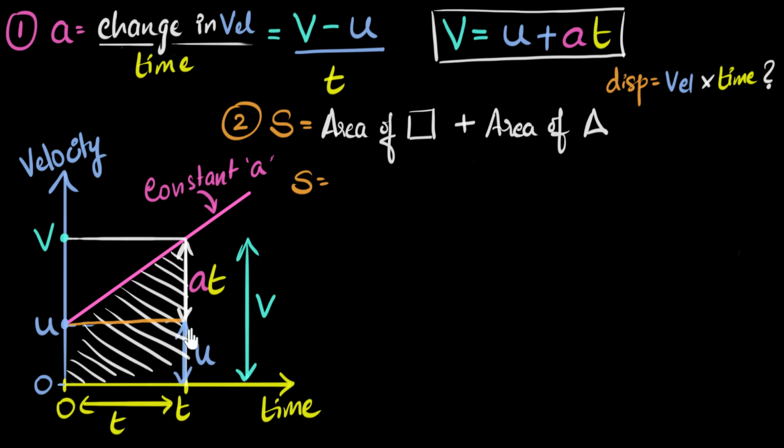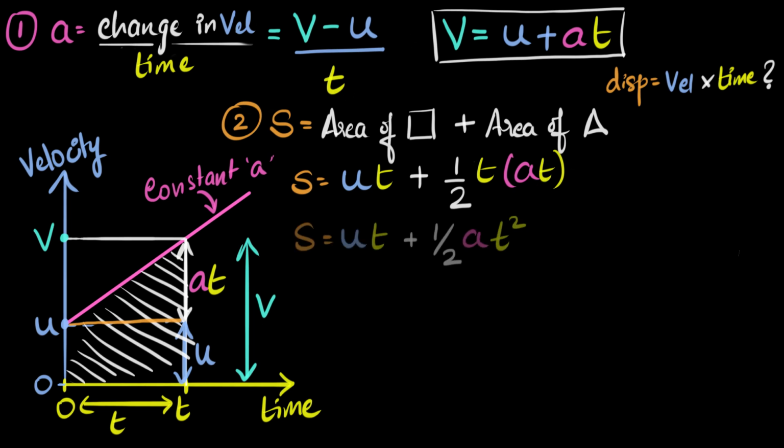All right, so the area of this rectangle is going to be length into breadth, which is U into T. So that's going to be UT, plus, what's the area of a triangle? Well, that's half times base into height. So half into base, which is T, into height of this triangle, which is AT. So that's going to be half A into T, and this gives us half A T squared. And so our equation becomes S equals UT plus half AT squared.